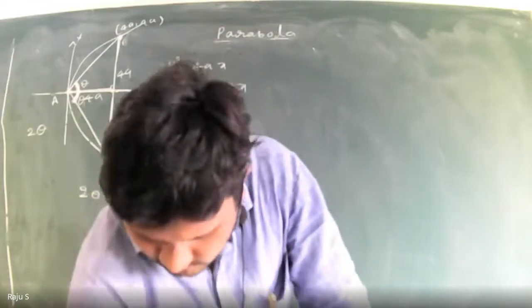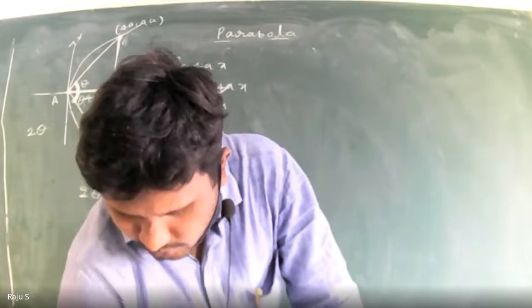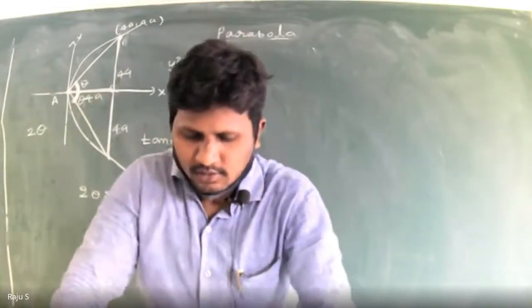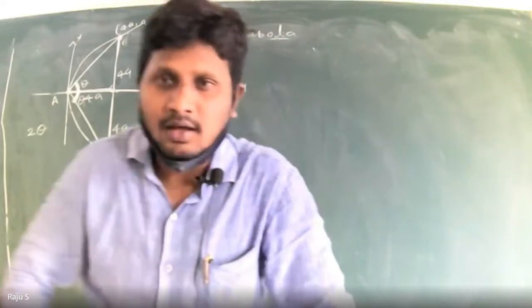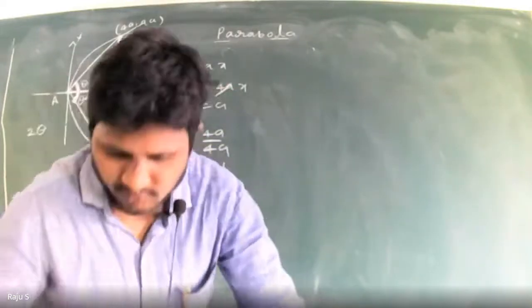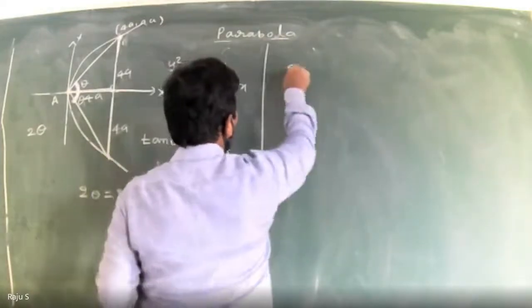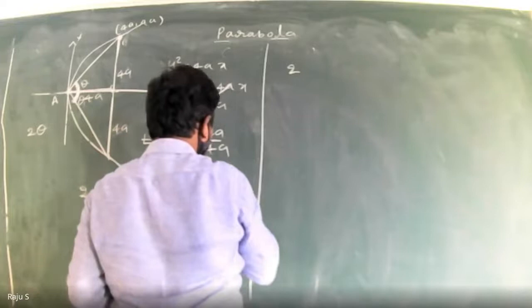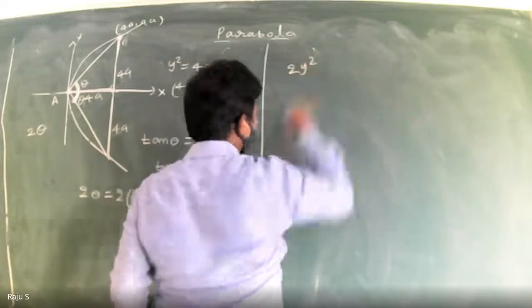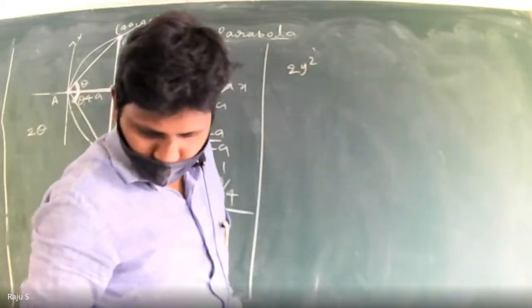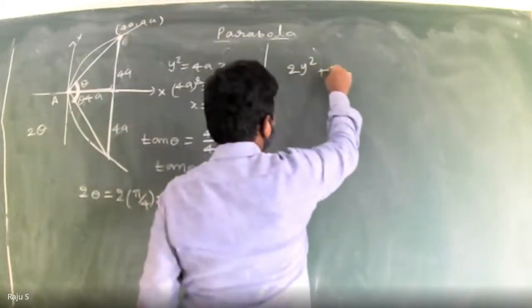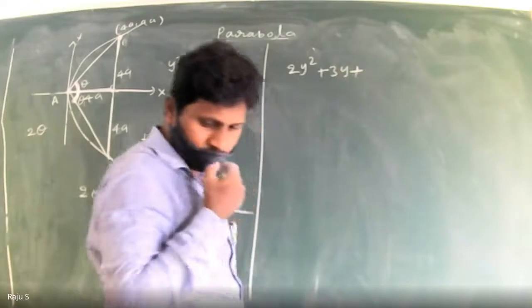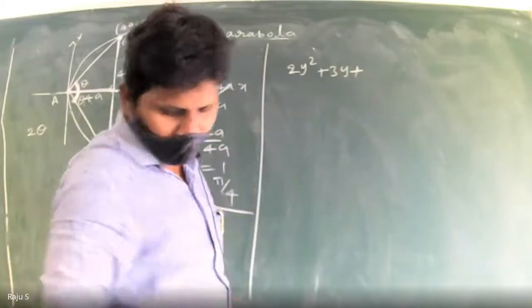Eighth question is the length of the latus rectum of the parabola. Length of the latus rectum of the parabola. Already I gave the shortcut method formula here. The equation of the parabola is 2y square plus 3y plus 4x minus 2.